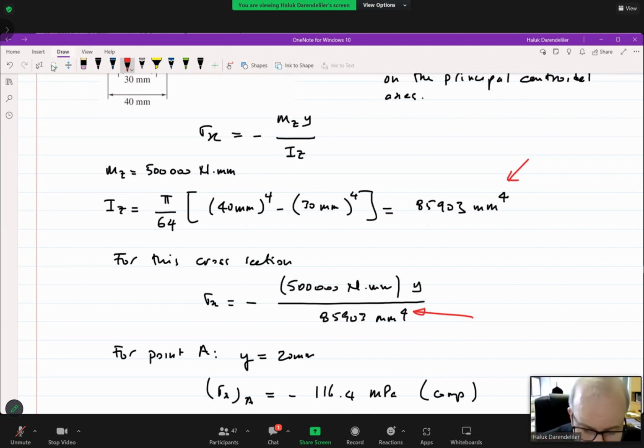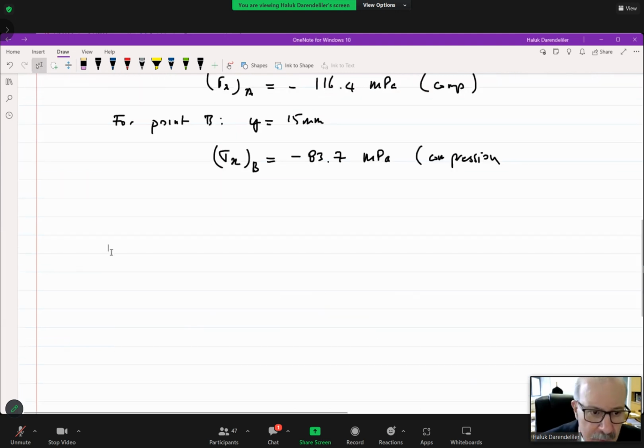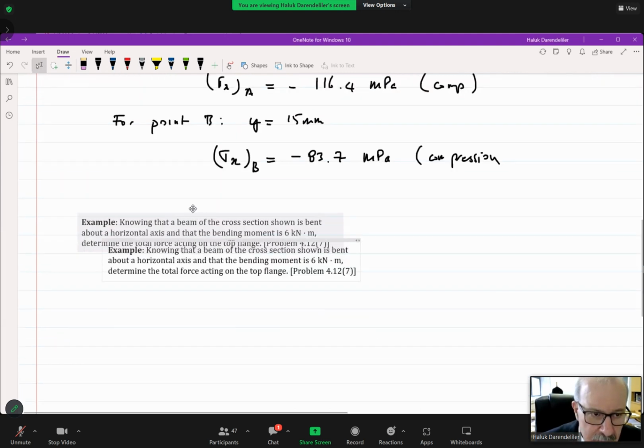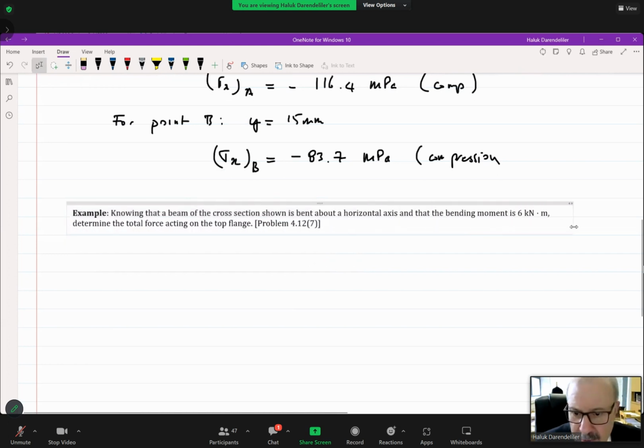I'm going to solve another problem. This problem is a little bit different than the others. Okay, let me copy. Paste. And it is a figure also.